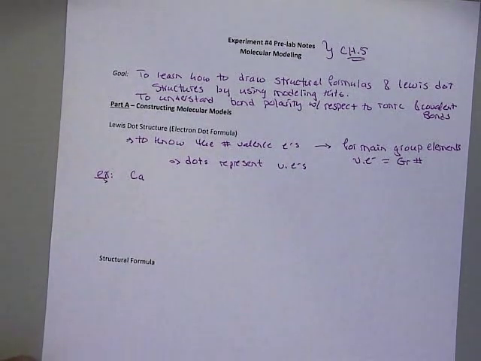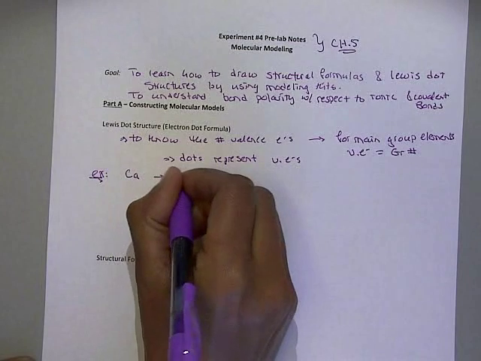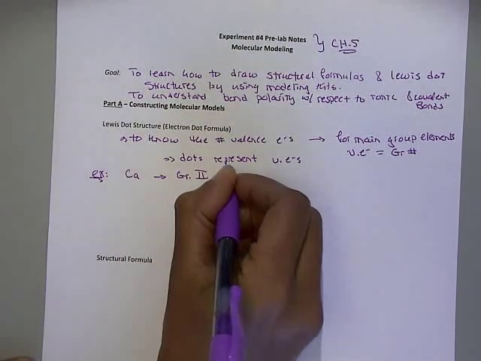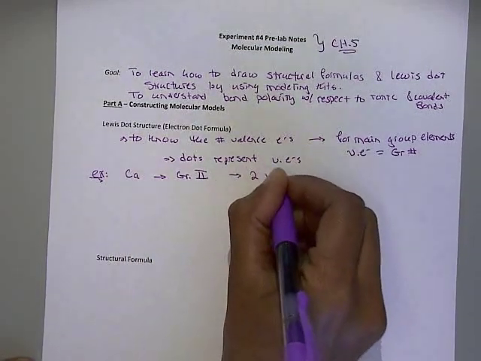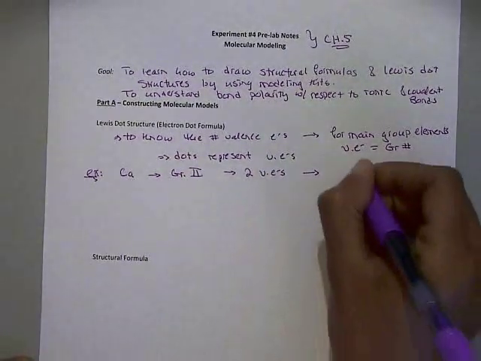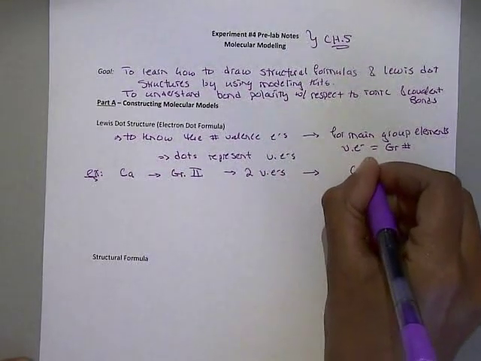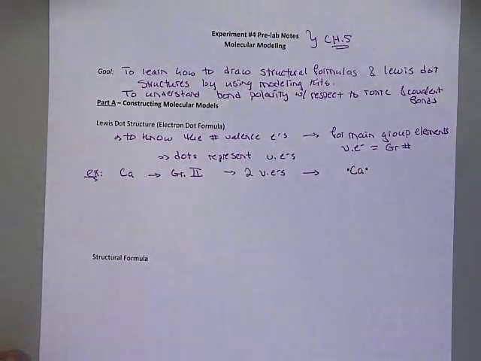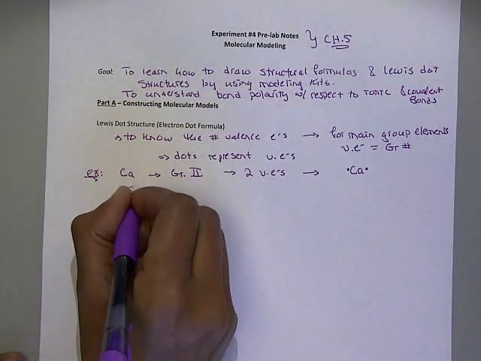calcium, if you take a look at your periodic table, you're going to see that it's in group 2. Therefore, it has 2 valence electrons. So when we write the dot notation for calcium, we can write it in such manner. Let's do another example. Sulfur.